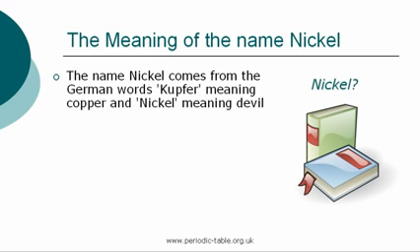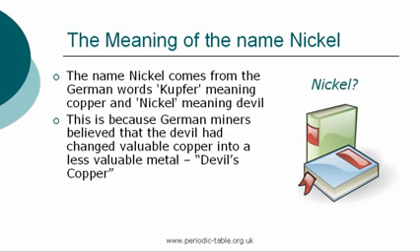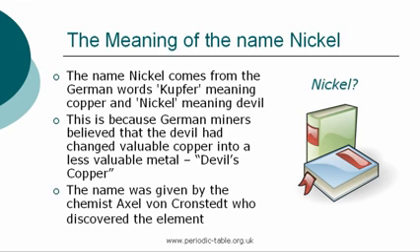In German, Kupfer means copper, and nickel means devil. The German word nickel was a form of the name Nicholas, a term commonly associated with the devil, which is why Old Nick is a familiar name for Satan. The metal was originally named by German miners who believed that the devil had changed or contaminated this strange ore, turning it into a less valuable and harder to work metal than valuable copper. The name was given by the chemist Axel von Kronstadt, who discovered the element.